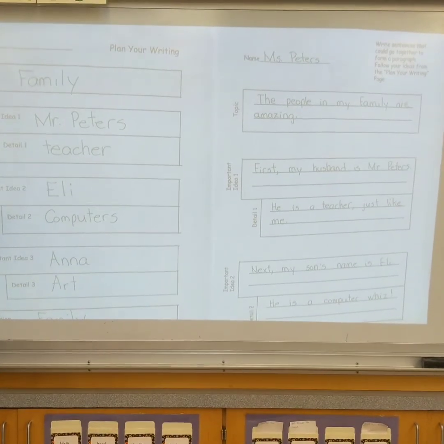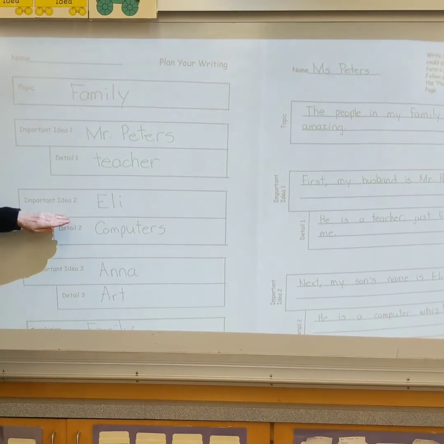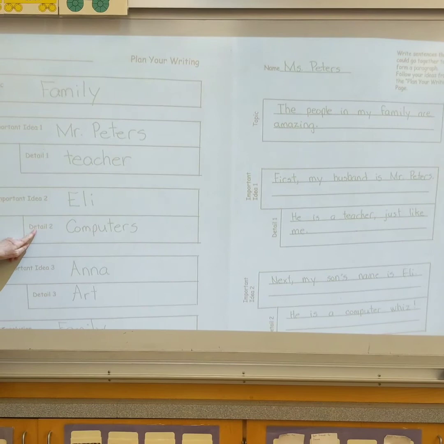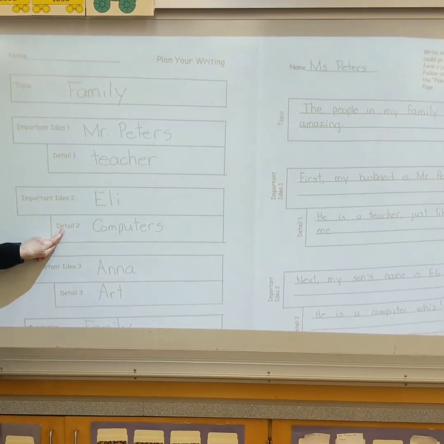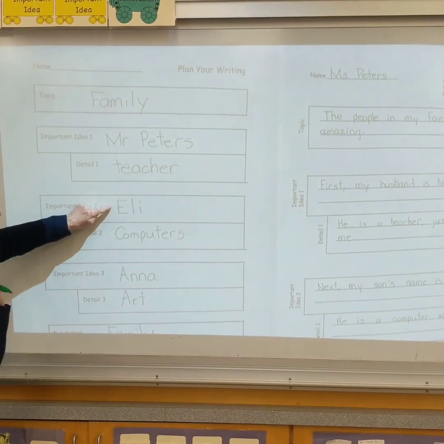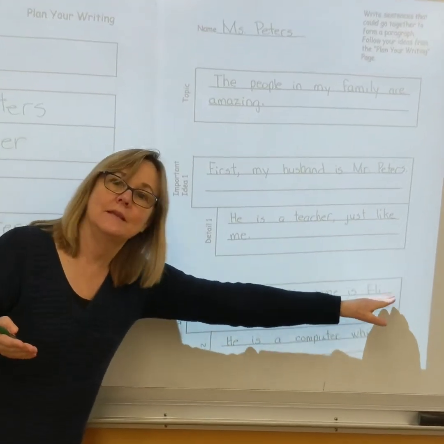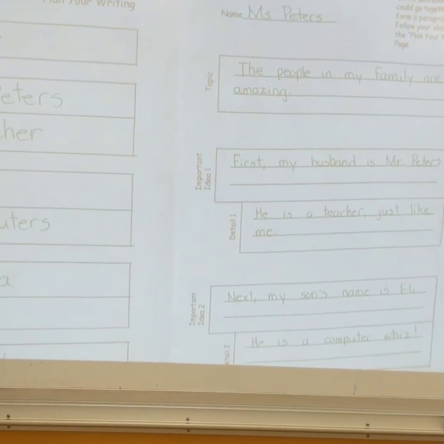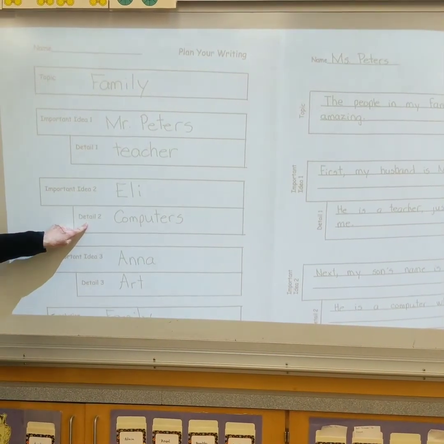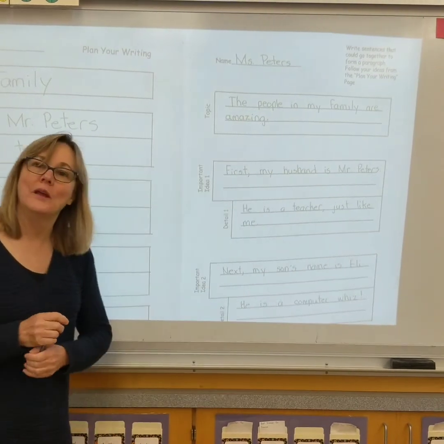Then I went down to important idea 2, Eli. Now, for my important idea 2 sentence, I didn't give away that detail. No, sir. I just stuck to Eli. I wrote next, my son's name is Eli. Then I get to give a whole new sentence about the detail. He is a computer whiz.